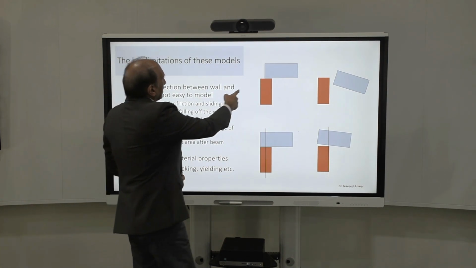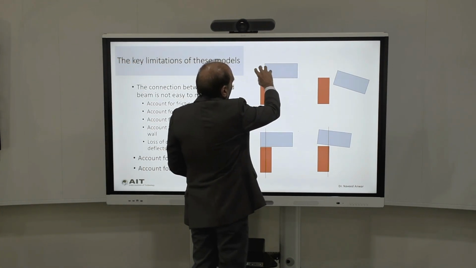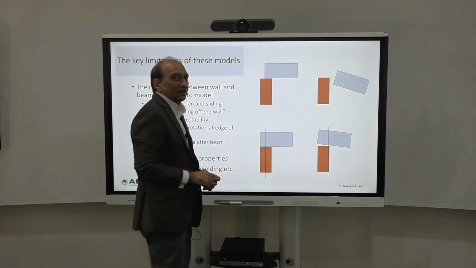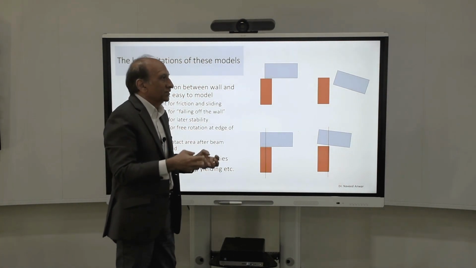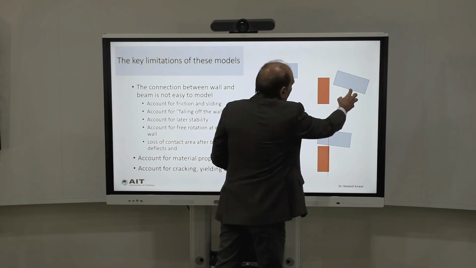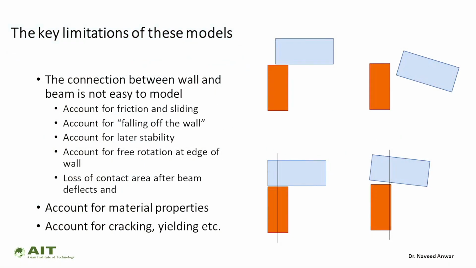First of all, like I said, the beam can slide on the wall, and we didn't incorporate that in our modeling. Sliding, friction. The beam can actually fall off from the wall. Our models will never show us the beam falling down from the wall, no matter how much load we apply. The beam will always be resting, will be connected, unless we use really advanced modeling.